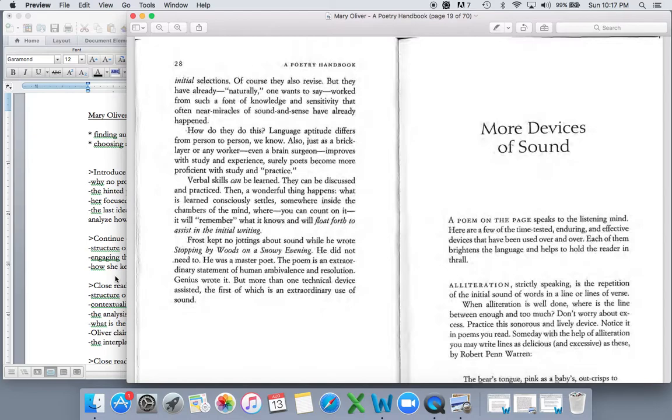So, of course, we could read Lake Isle of Innisfree, and we can talk about the imagery, we can talk about the diction choices, we can talk about the sound, and we can talk about the form as well, because that one's in a rhyme pattern. And all four of those things would help us support the meaning of the poem or analyze what the meaning of the poem is.